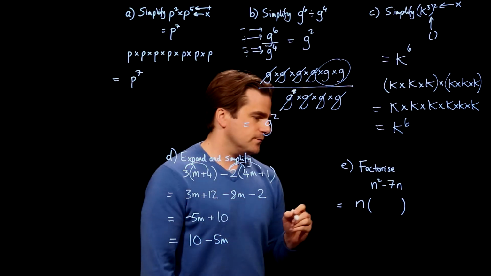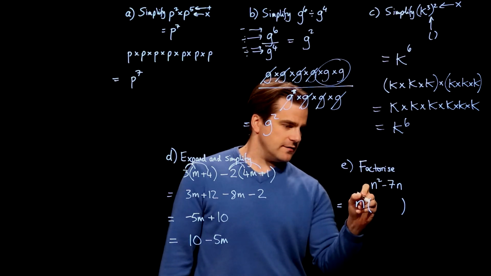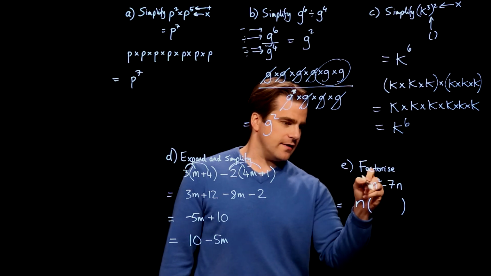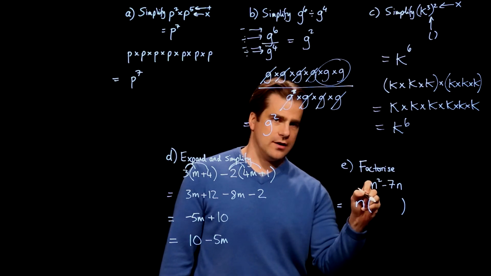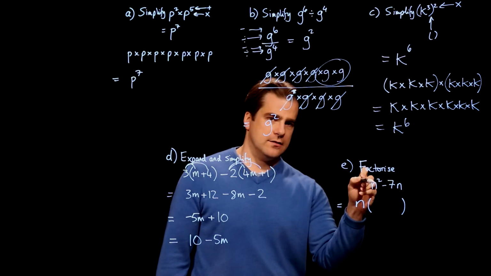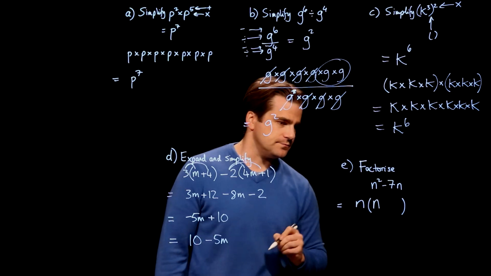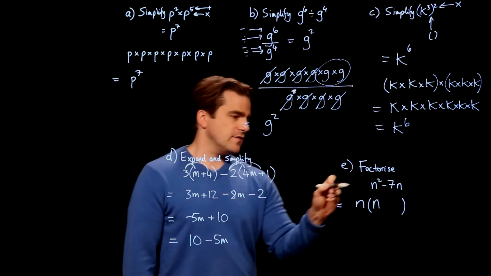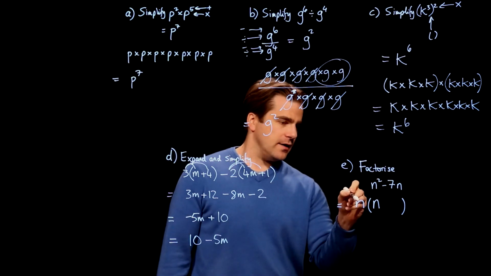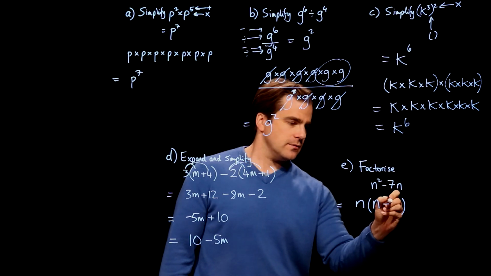And now, what do we write here? Well, you have to say to yourself, what do I multiply this by in order to get that? And that's what we write here. So what do I multiply n by to get n squared? Well, n times n is n squared, so it's n. And we do the same thing with this. What do we multiply n by in order to get minus 7n? It's minus 7.